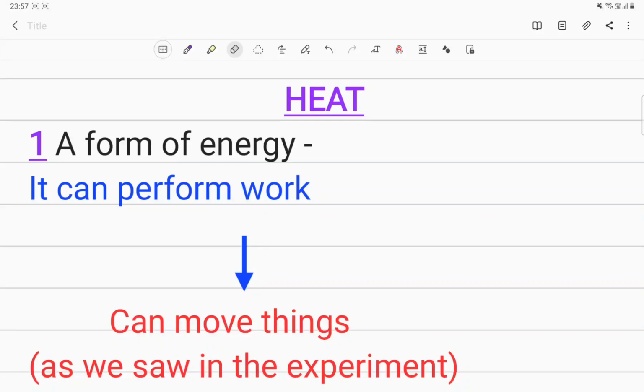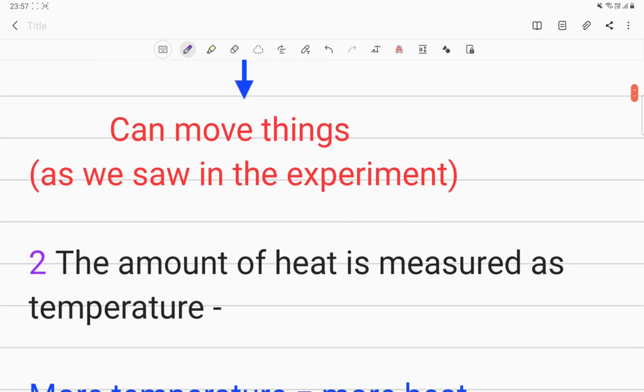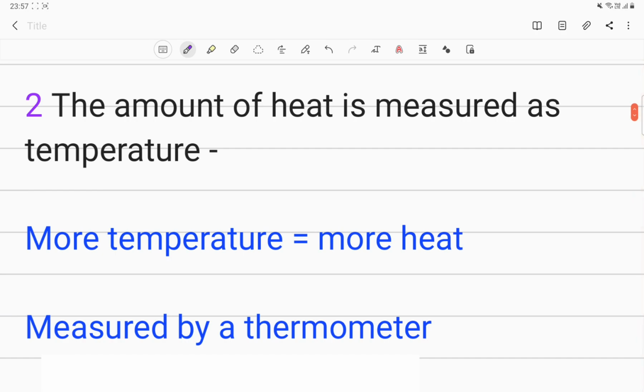In this video we will study some properties of heat. Now the first property of heat is that heat is a form of energy, and we have learned about this property in our previous video in which we conducted an experiment using a candle and a spiral paper wheel. The second property of heat is the amount of heat is measured as temperature.